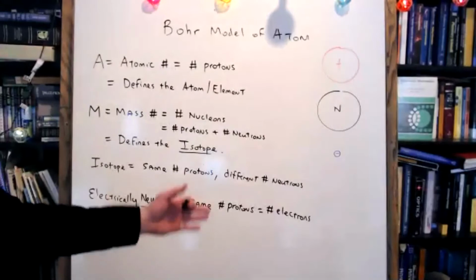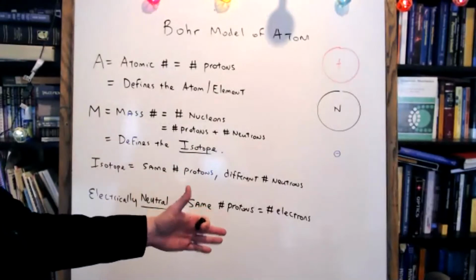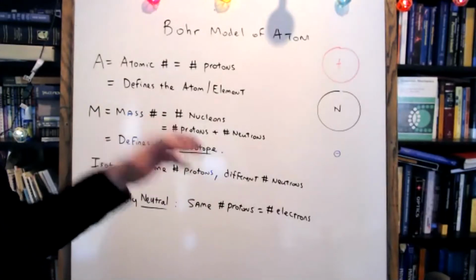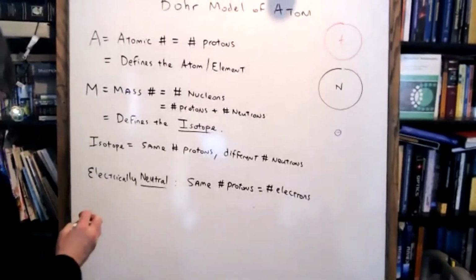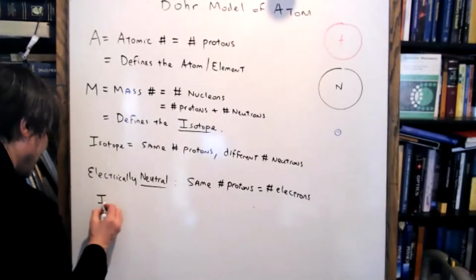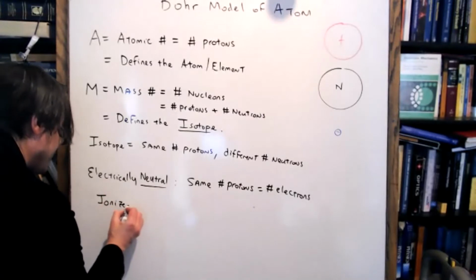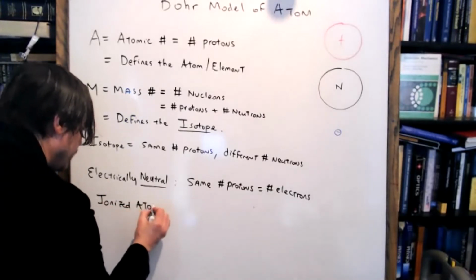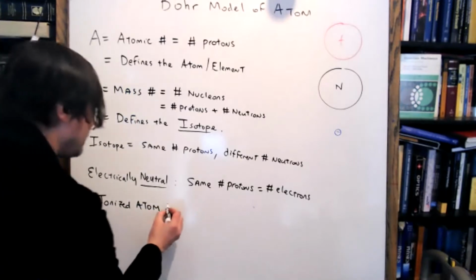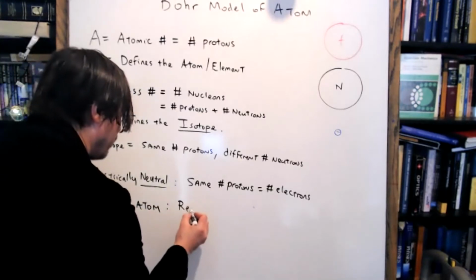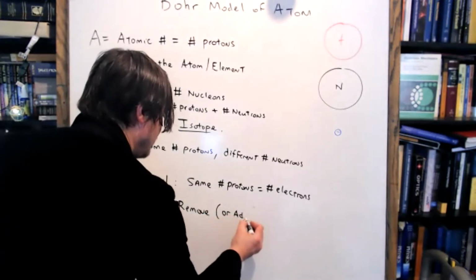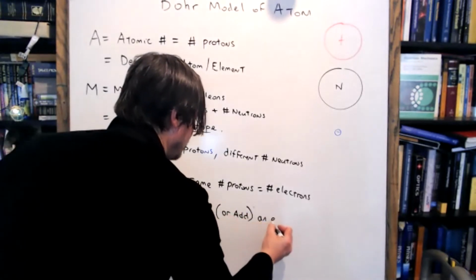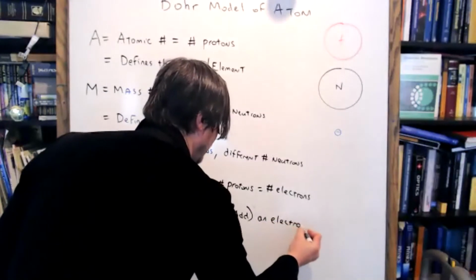It is possible to take away electrons or to add electrons using violence. And when you use violence to alter the number of electrons, you then get an ionized atom. An ionized atom is when you remove, or in some cases add, an electron.